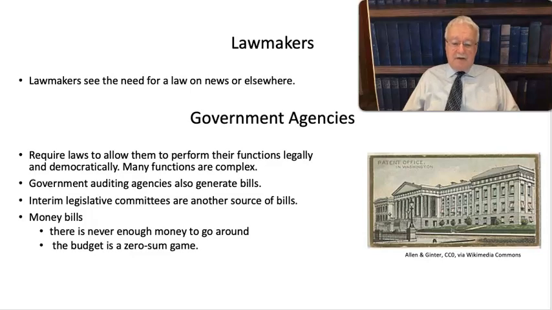Money bills. There's never enough money to go around, and the budget is a zero-sum game, and government agencies are always coming asking for money. I have usually been the appropriations chair more often than not in whichever chamber I was in, and I have a long procession of government officials who come into my office saying they need money for this, that, and the other thing, and they make their pitch. But again, there's never enough cash to go around, and it's a zero-sum game. If you give a lot to one, you have to give less to another.